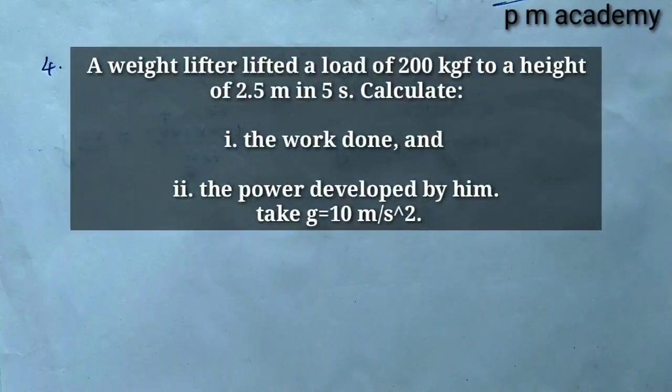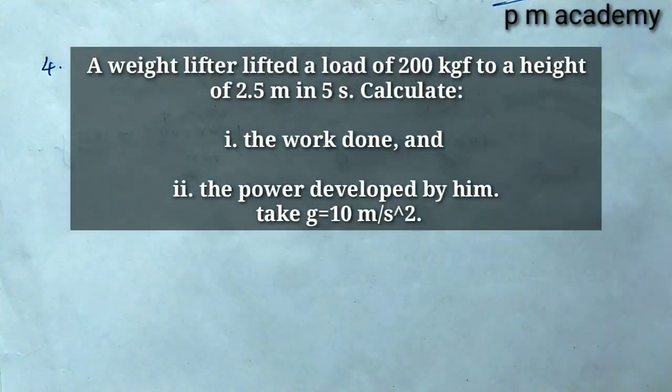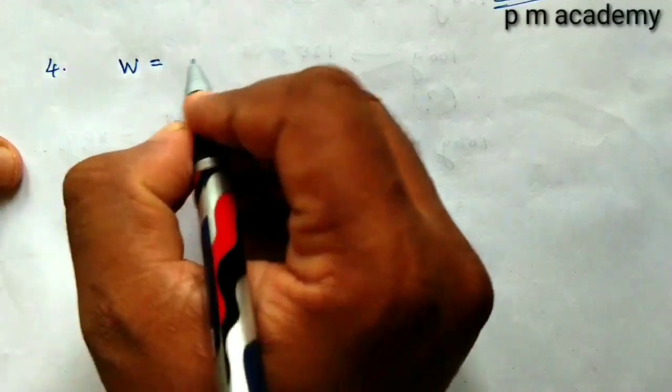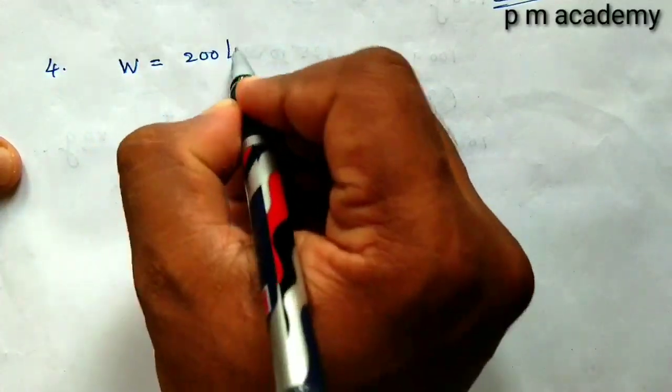Question number 4. A weight lifter lifted a load of 200 kgf to a height of 2.5 meter in 5 seconds. Calculate, question number 1, the work done, and question number 2, the power developed by him, and take g is equal to 10 m s raised to minus 2 or 10 Newton kg raised to minus 1. Okay, question number 4. The weight of the object is given as 200 kgf.